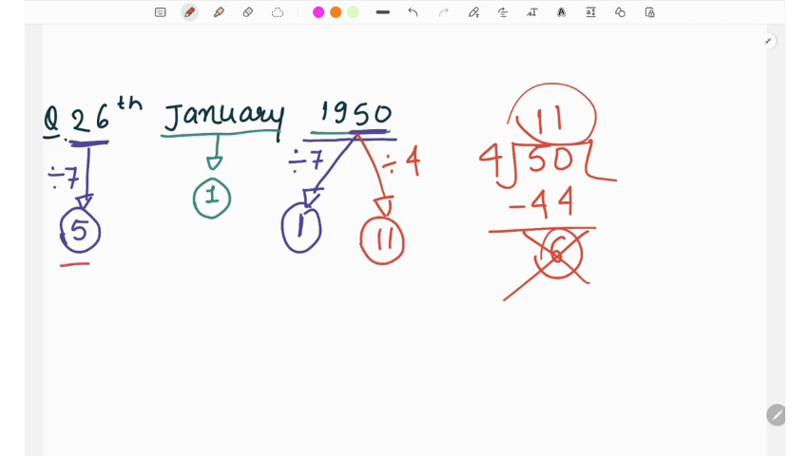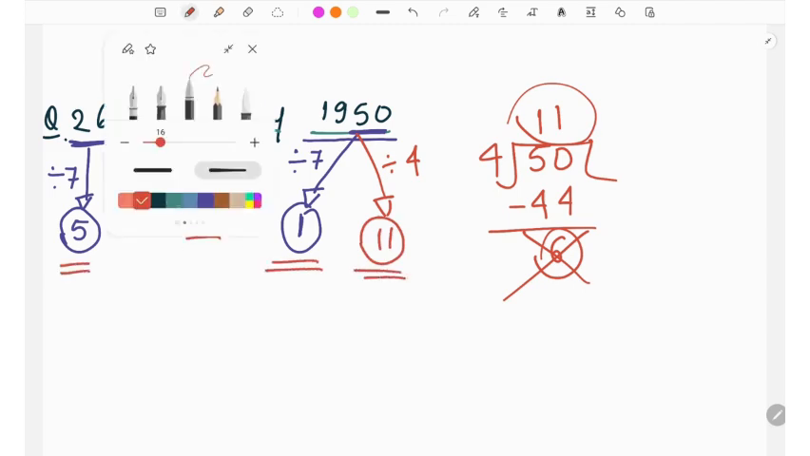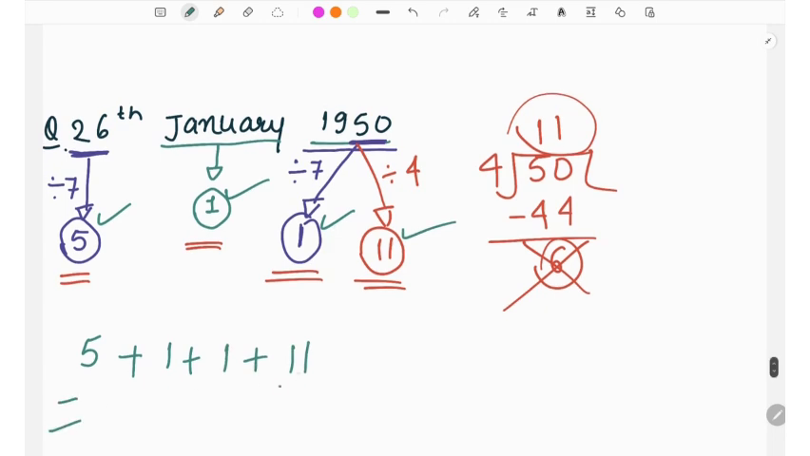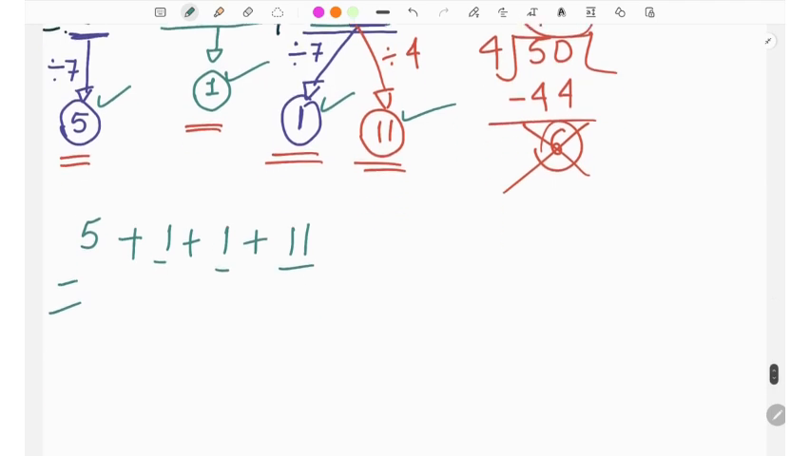After following all these steps, I got these numbers. I'll take the addition of all of this: 5 plus 1 plus 1 plus 11. Correct? So what is the total addition, students? The total addition is 19. 11 plus 1 plus 1 is 13, and 13 plus 5 is 19. So this is your final summation.